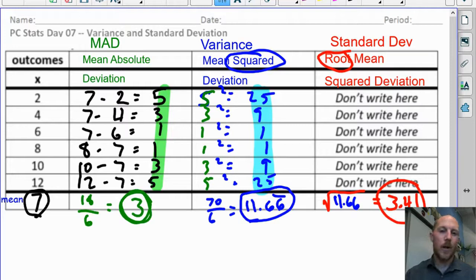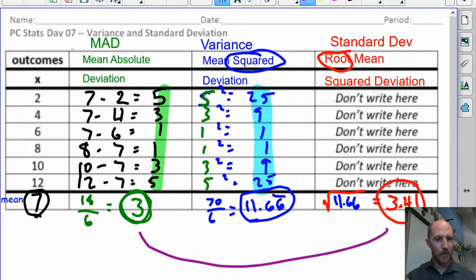All right, so some similarities here between these two numbers. Those are pretty close in value, 3 and 3.41. The reason why statisticians use the standard deviation is not that it's some radically different number than we would have gotten from the mean absolute deviation, but that tiny amount of difference is really important because with the standard deviation, there's a whole host of additional things we can use it for in the world of statistics that you just can't use the mean absolute deviation for. So that's why we go through this process to get the standard deviation.